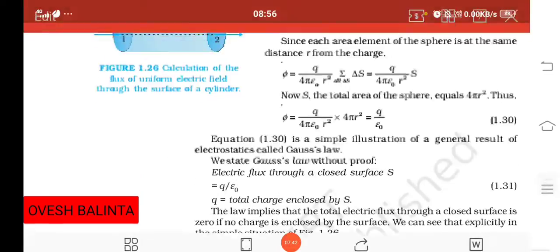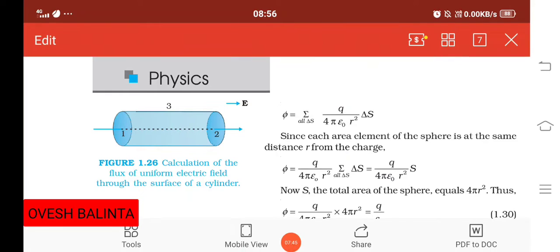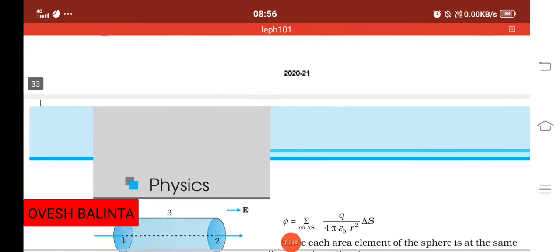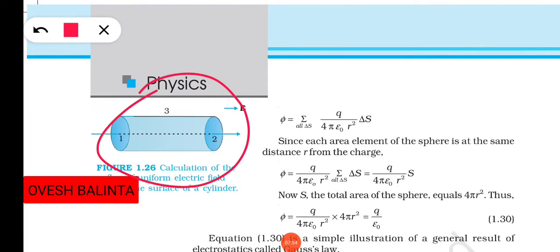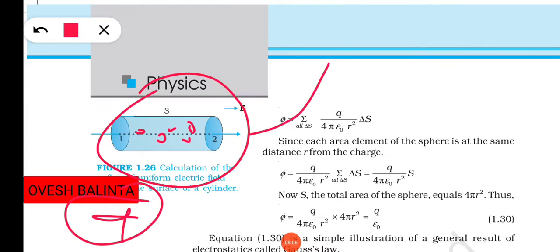Suppose here is what we have drawn, and this is our surface. Here all these charges, 1, 2, 3, 4, 5 up to n, are inside, but the outside charges are outside of the surface. So we have to consider only the charges inside the surface, not all the charges.